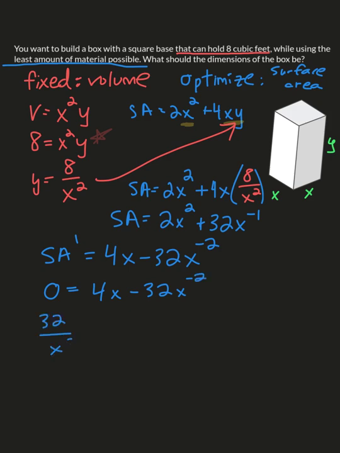I'm bringing the 32 to the other side, changing it back into a fraction, so x squared's on the bottom. Doing a little bit of cross multiplication, and then we can solve for x. And it's going to work out that x, in this case, is going to be equal to 2. So that gives us our base. Our base is going to be 2 by 2. But we still need to solve for the height of this box. We still need to know what y is.